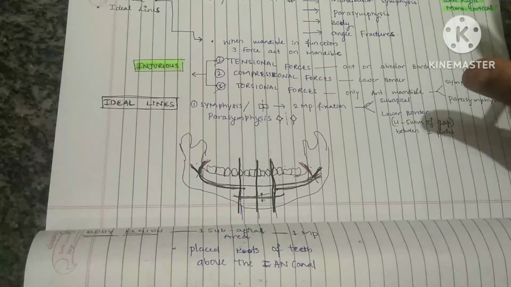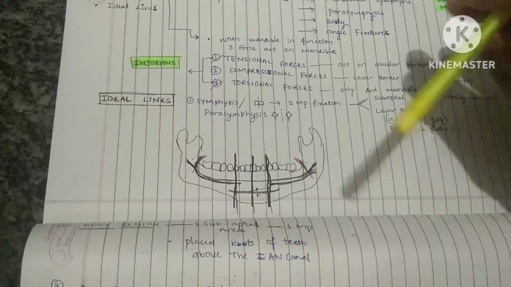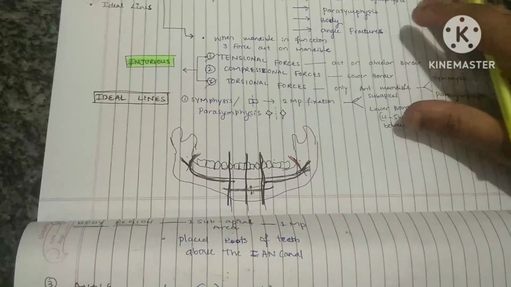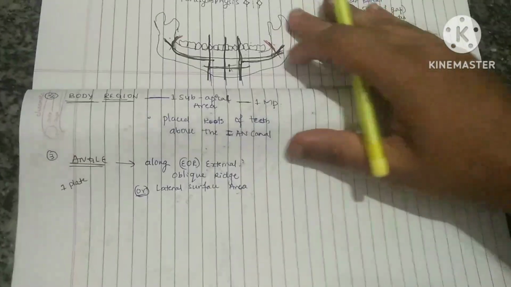We have to take into account that the mandible has come to its original position, and then we have to fix the screws or the plates, mini plates. Okay, this is about the symphysis or the parasymphysis fractures.